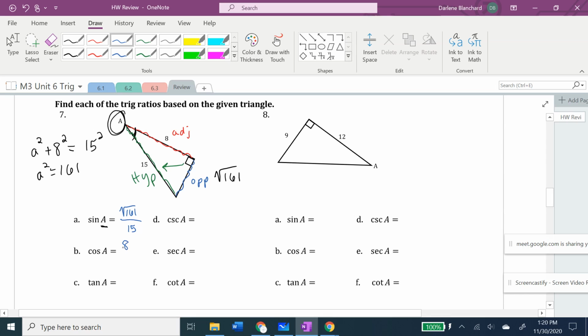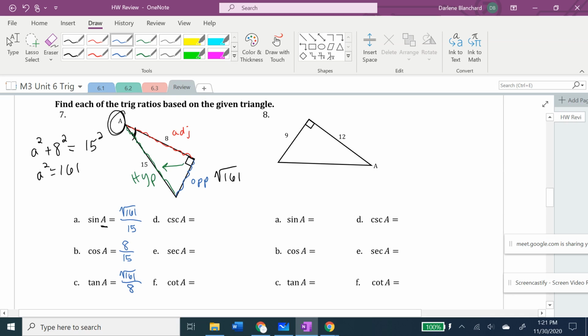Cosine is adjacent over hypotenuse, 8 over 15. Okay, tangent. Tangent is the opposite side over the adjacent side. Very good. Now, here's the beautiful thing. The other 3 are reciprocals of what you just found.